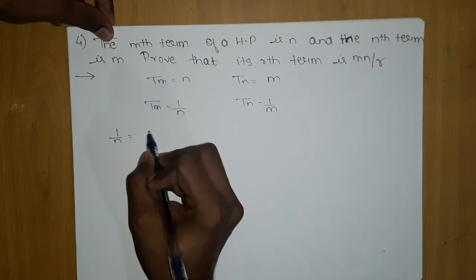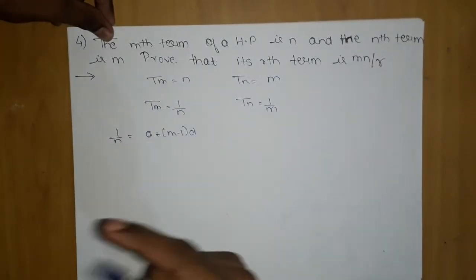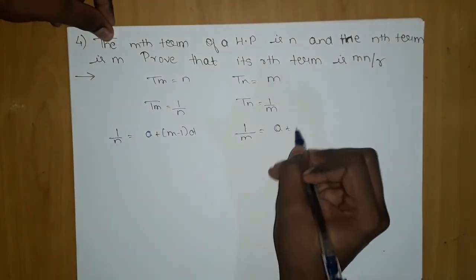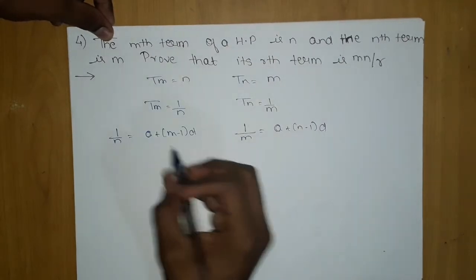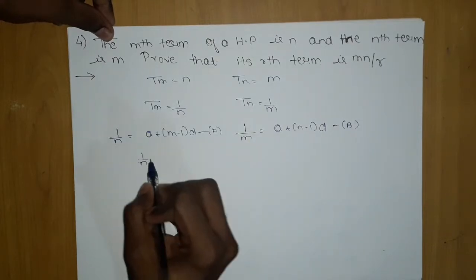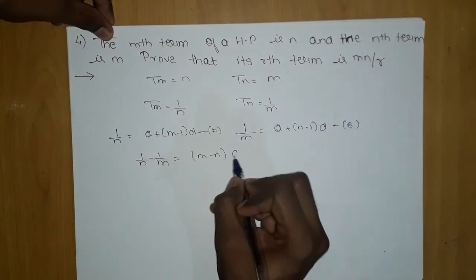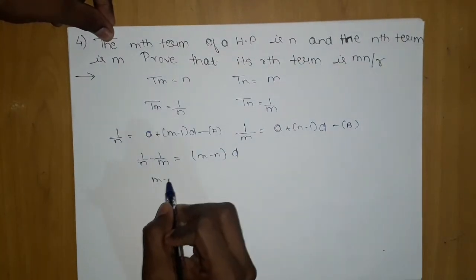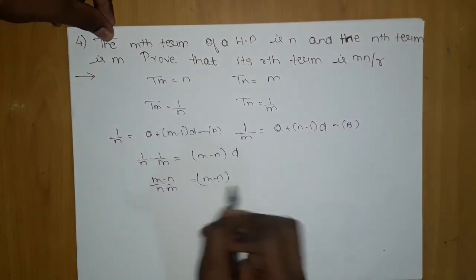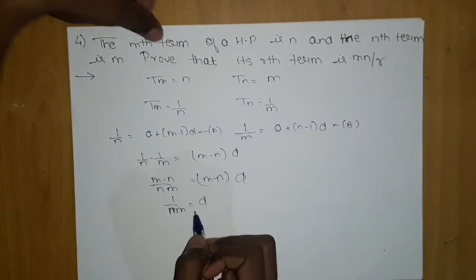So let's do this. 1 upon n is equal to nothing but a plus m minus 1 into d. Now reversing the term is quite easy rather than reversing the formula. It just creates more mess. And 1 upon m is a plus n minus 1 into d. Now subtract them. What you get? 1 by n minus 1 by m is nothing but, this thing will cancel out, m minus n into d. If I modify this, m minus n upon nm is nothing but m minus n into d. This is cancelling out, and 1 upon nm is nothing but d. Okay, so we got our d.